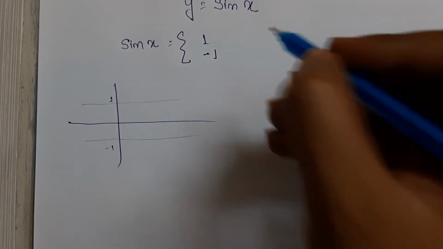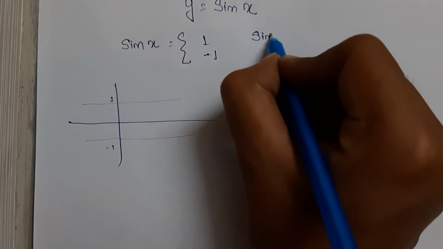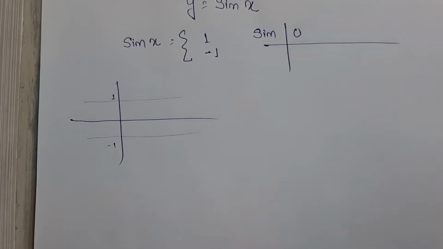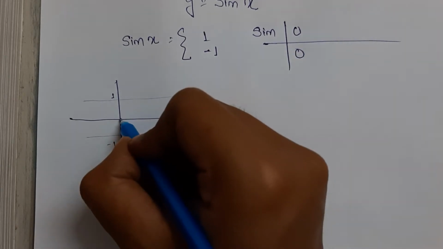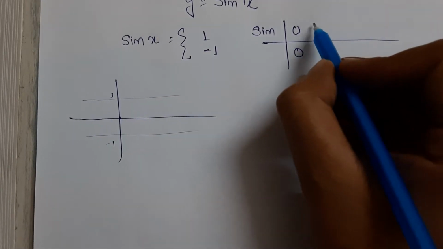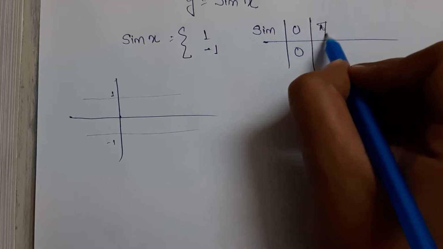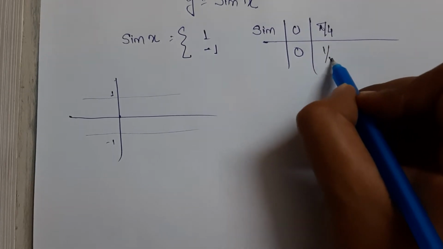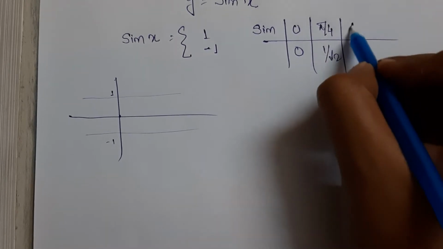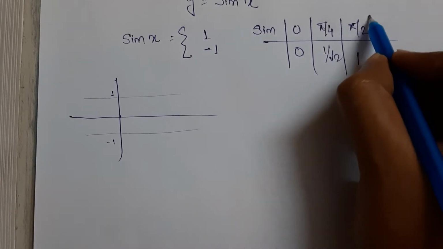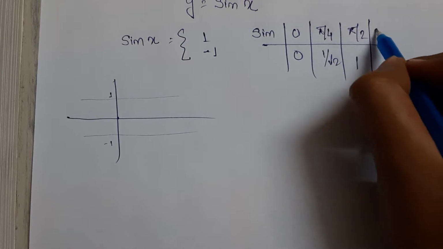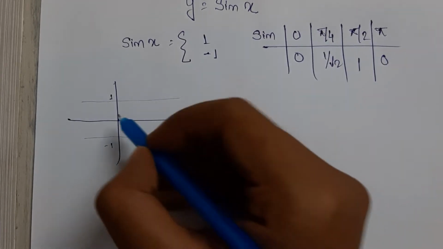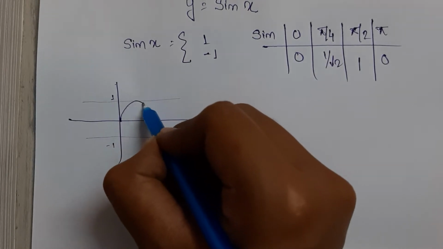As we know from the table, for sine, when it is 0 it will give 0, right? When it is pi by 4, it will give 1 by root 2. When it is pi by 2, it will give 1. When it is pi, it will give 0 again. Means it will be like this.